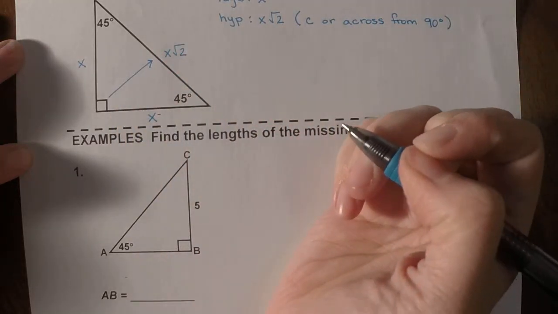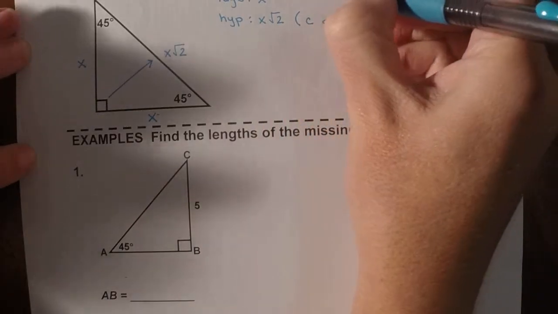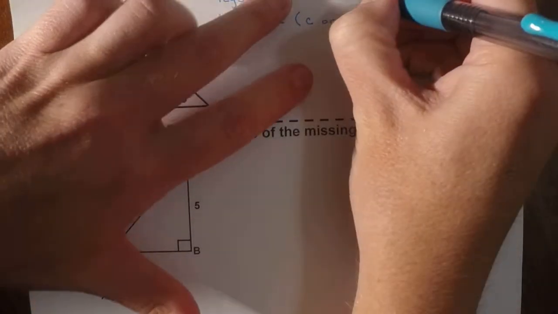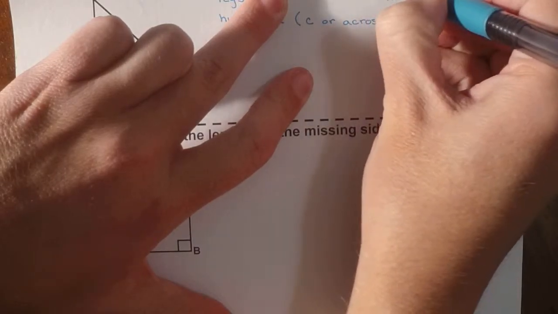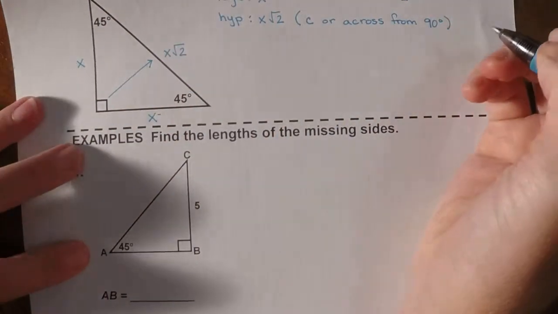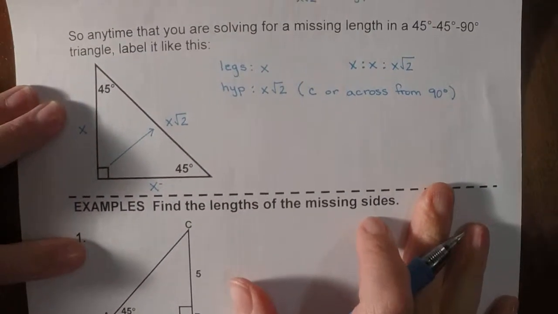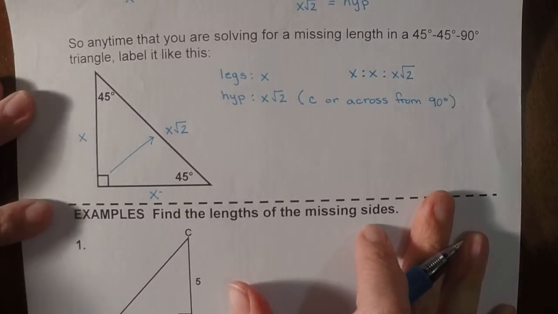So that's the formula, and a lot of the time you will see the formula written as x in ratio to x in ratio to x root 2. Oops, sorry. All right, so now you can actually see what I wrote.